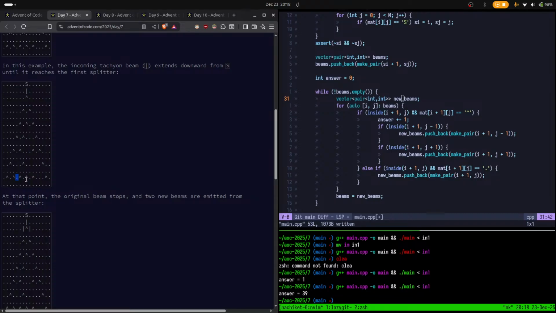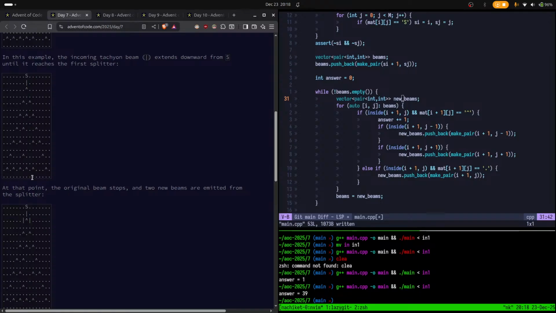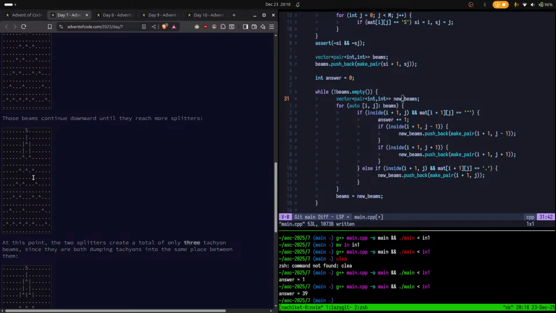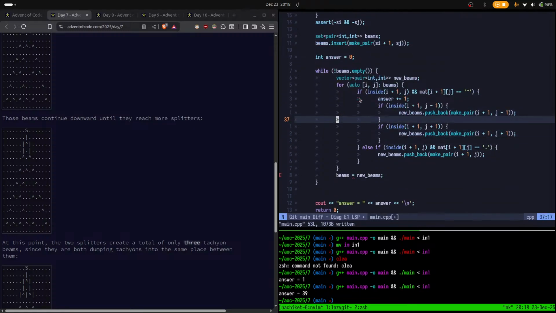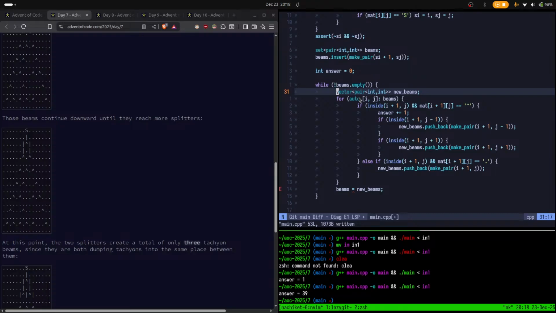Still, maybe they are considering multiple beams at the same coordinate as a single beam. Be possible. Take that assumption. Set of.